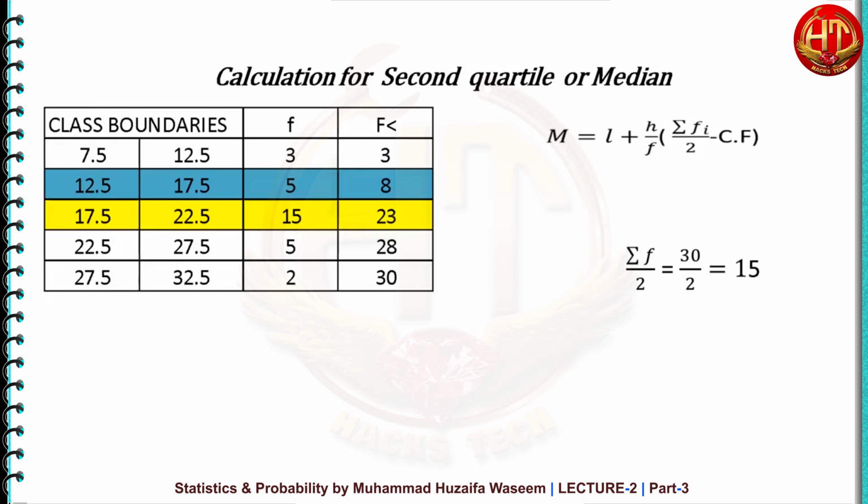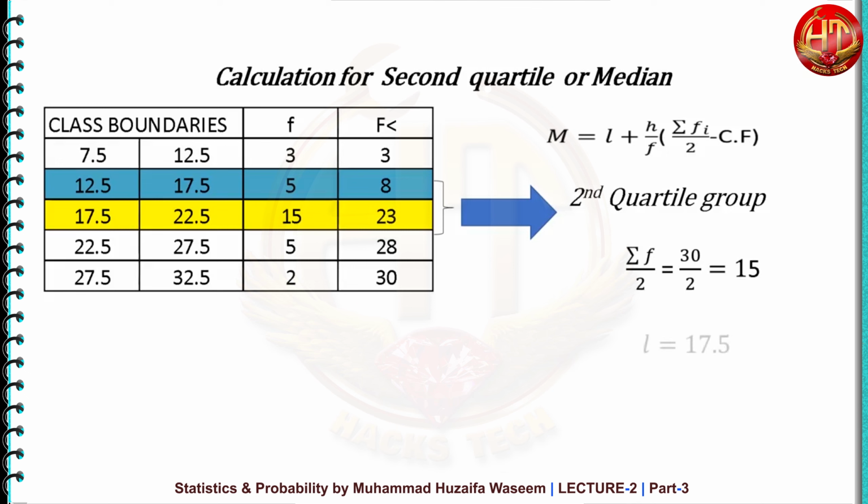So what is the value of summation of f? It is equal to 30. Then 30 divided by 2 is equal to 15. So you can see that 15 lies between 8 and 23. So we consider the higher group. We consider this as your median group. We consider the higher class interval. This is your median group, also called the second quartile group.